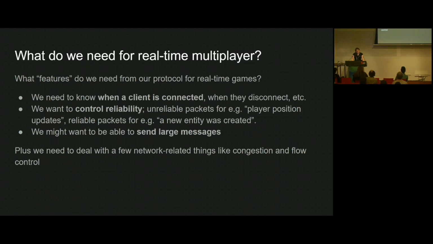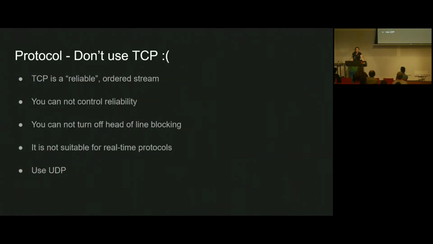So importantly, we want to know when a client is connected. We want to be able to control reliability. So for example, if I'm sending the player position over and over and over again, I don't really care about old information. All I want is the latest information. And depending on the type of game you're making, you might want to be able to send large messages. That is, messages that don't fit inside a single packet. And then there's a few network-related things we need to deal with, like congestion and flow control and that sort of stuff.